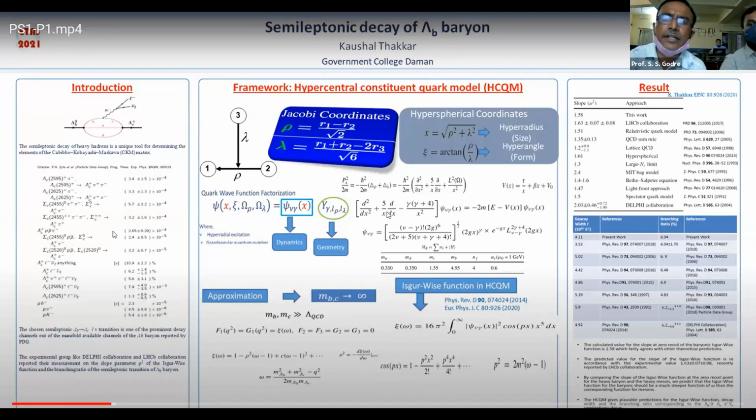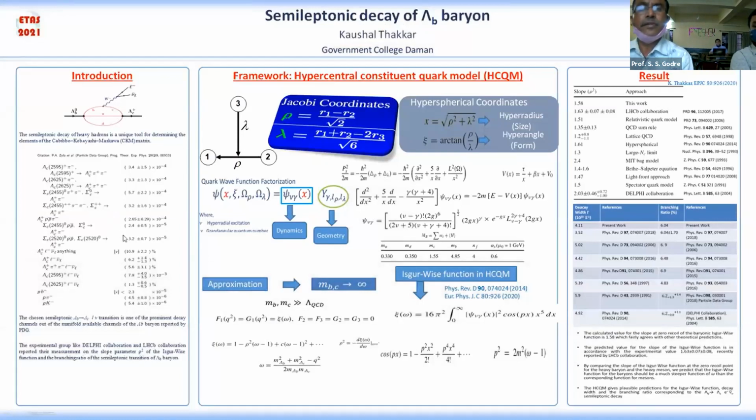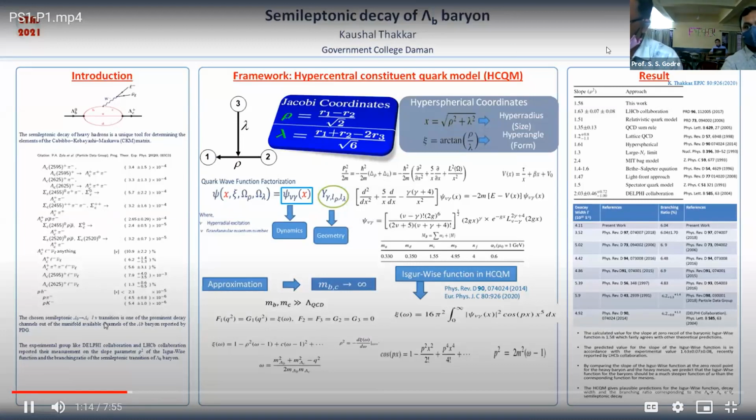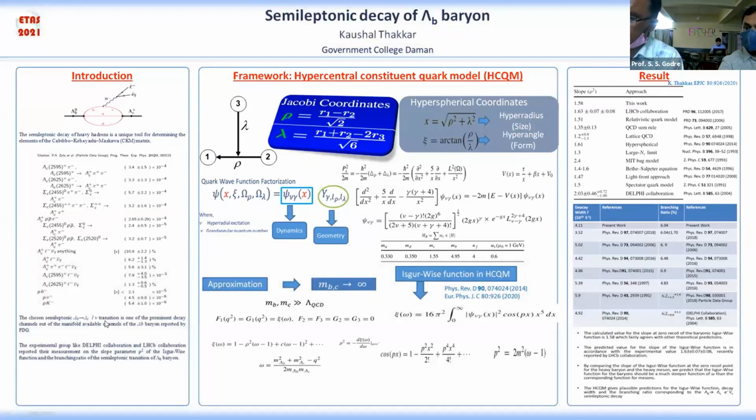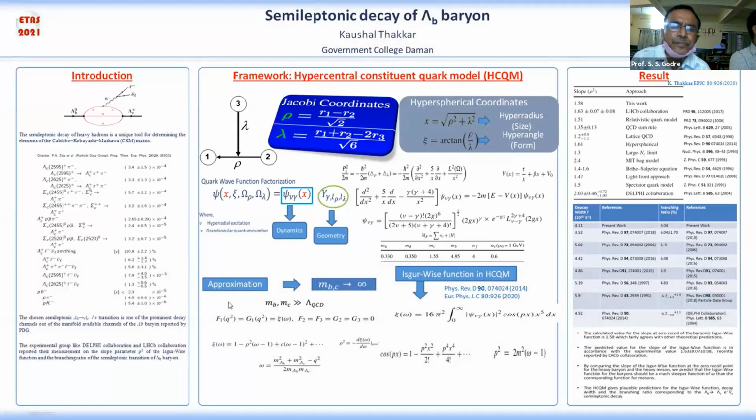All these experimental measurements and theoretical calculations make the study of semi-leptonic decay of lambda b baryon very interesting. As we know, the exact solution of the QCD equation is very complex, so one has to rely upon a conventional quark model. Here, to study the semi-leptonic decay of lambda b baryon, I have adopted the hypercentral constituent quark model.